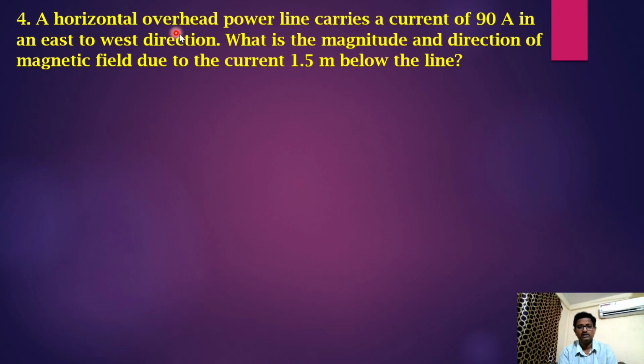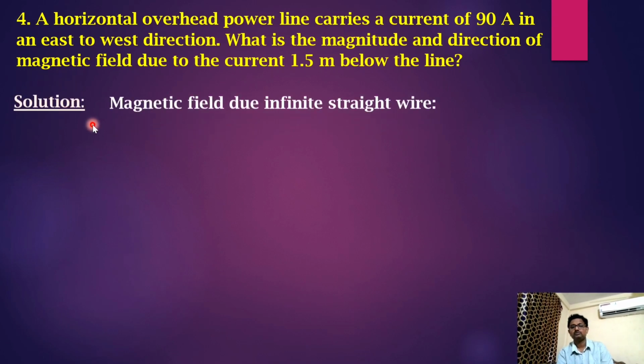A horizontal overhead power line carries a current of 90 ampere in an east to west direction. What is the magnitude and direction of magnetic field due to the current 1.5 meter below the line? So we have to calculate the magnitude of magnetic field and its direction due to the horizontal overhead power line.